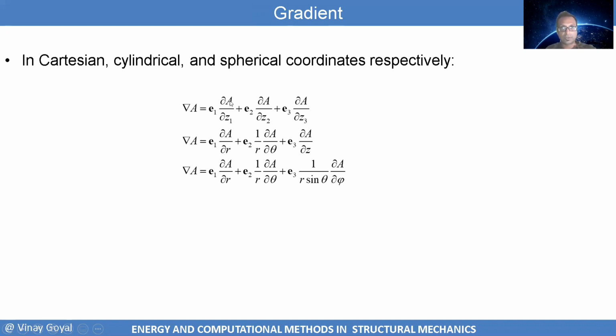So if I were to find the gradient of A, for example, I'll get a vector if A is a scalar. So the Cartesian approach looks like this. The cylindrical portion looks like this. And if I were to do a spherical coordinate system, it looks like this.